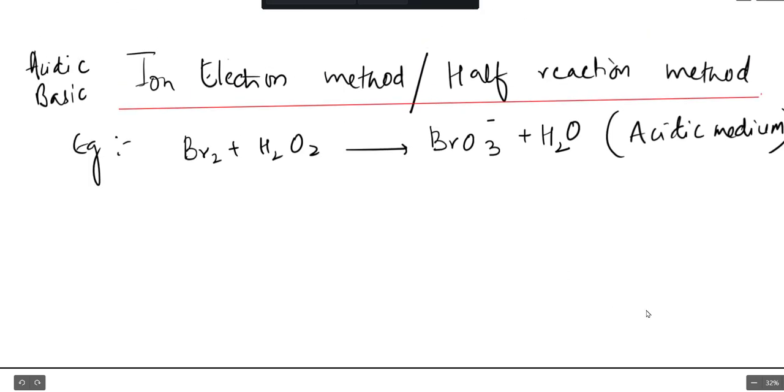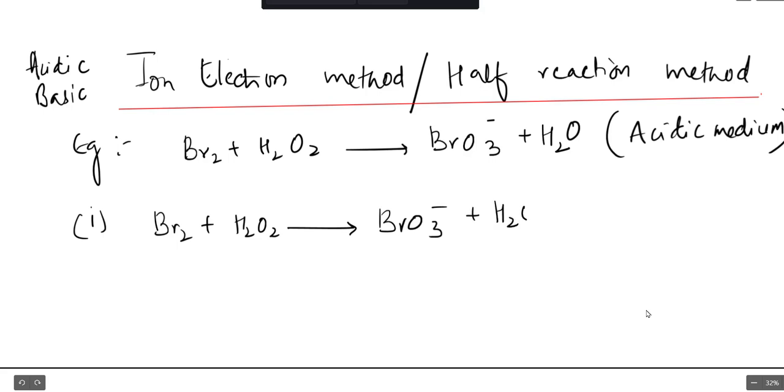As soon as this is given to you, what is the first step you need to do? Put the number 1 and copy the reaction as it is. Br2 plus H2O2 gives BrO3 minus and water. Your first step is you need to write the oxidation numbers. In the previous video, I have taught you how to write oxidation numbers. For elements like bromine, chlorine, fluorine, iodine, the oxidation number is 0.